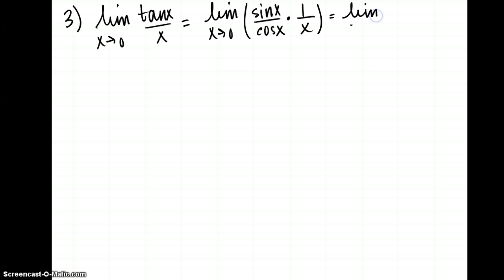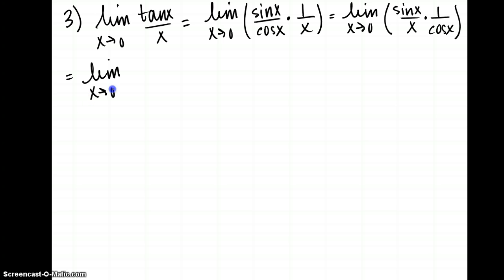Think of the two limit statements we have. I'm going to manipulate the expression to put the sine x over x, and then I'm going to multiply it by 1 over cosine of x. So we're getting a little bit better. Now, properties of limits. I can take the limit as x approaches 0 of the first expression.